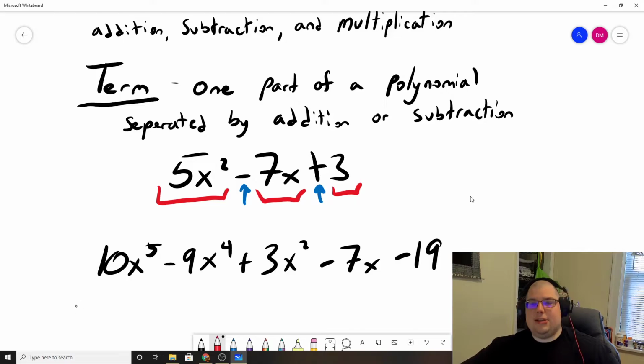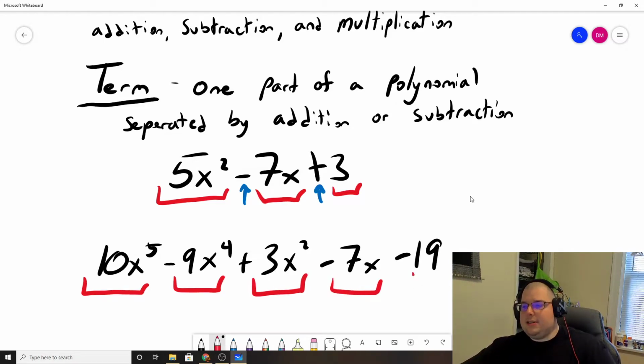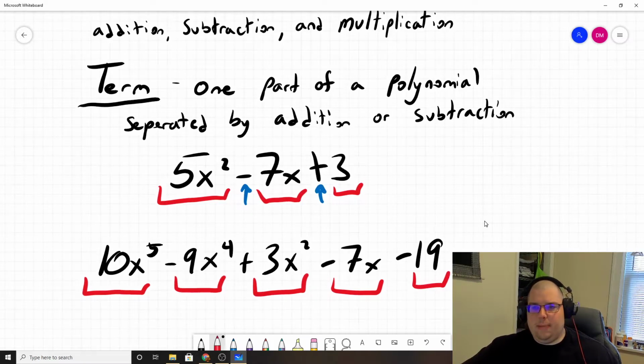I should remind you that we want to take the signs associated with each term. So in this next polynomial, 10x to the 5th is positive, it's a positive term. Then there's negative 9x to the 4th would be the next term, 3x squared's the next term, negative 7x, and then negative 19 are all the terms in that polynomial. So everywhere we see addition and subtraction, it marks the stopping and starting of a term. And this also goes for when we have more than one variable in our polynomial.